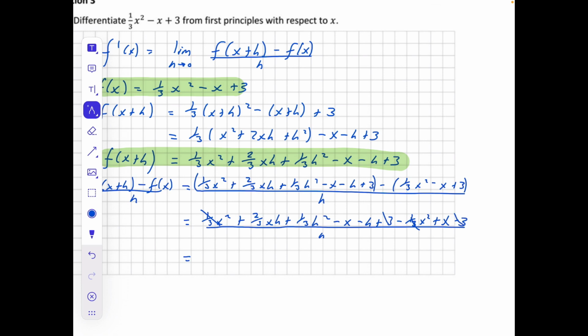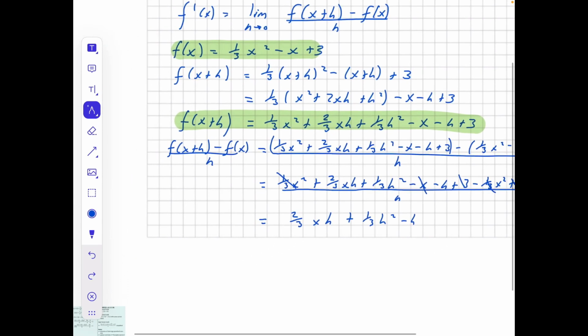And then we're going to do our cancelling. So our x squareds will cancel, our plus 3 and our minus 3 will cancel, and I have a minus x and a plus x, which leaves me with 2/3 xh plus 1/3 h squared minus h.